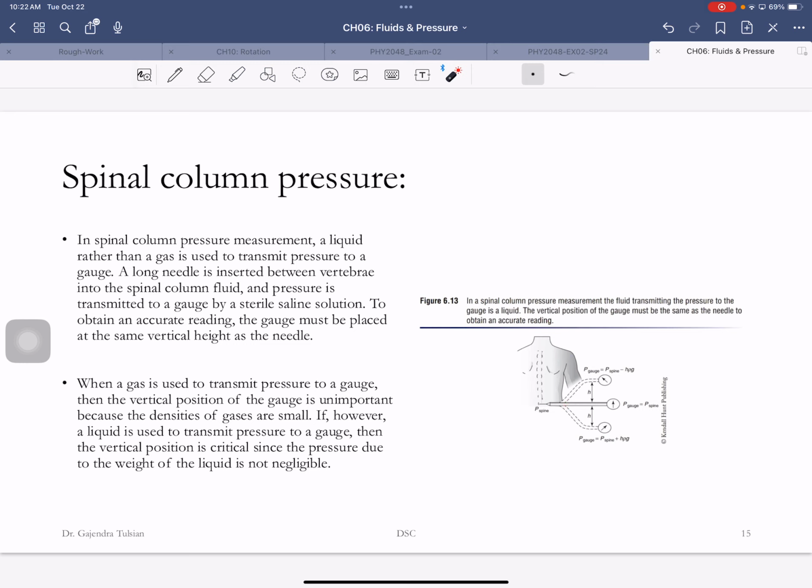To obtain an accurate reading, the gauge must be placed at the same vertical height as the needle. Okay, so this guy is measuring pressure at this point. This would give you a lower pressure, and this would give you a higher pressure.